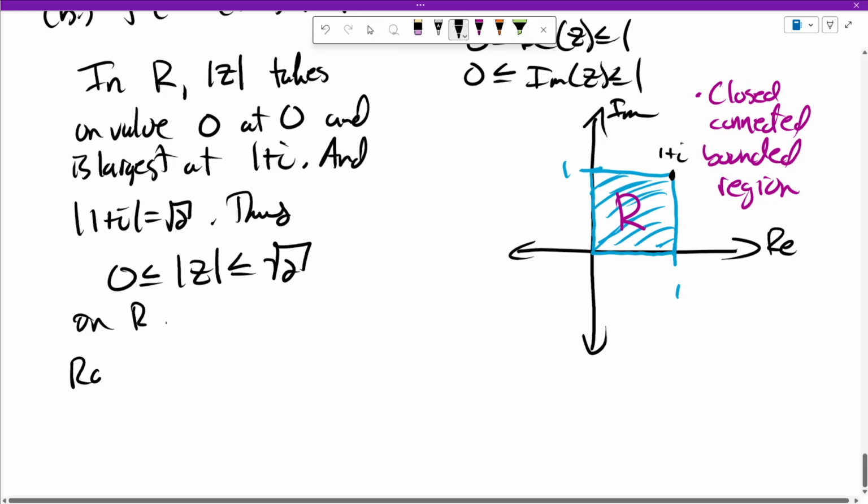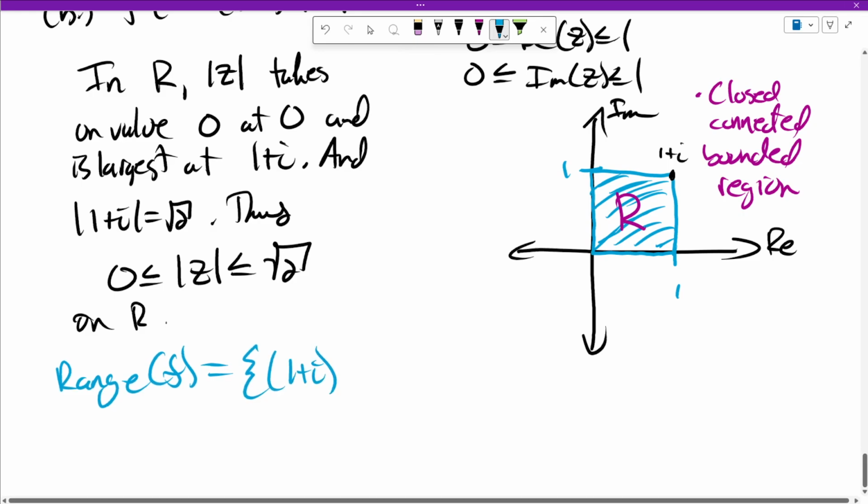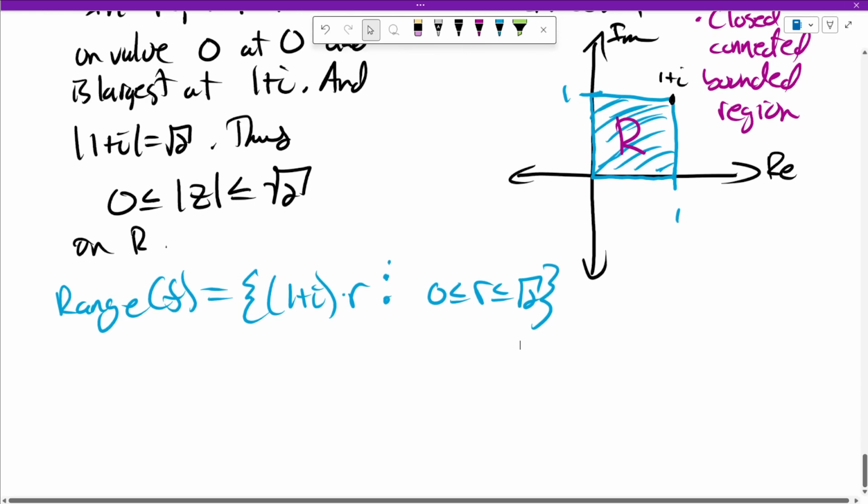The range of our function is going to be the set of all 1 plus i times r, where r has value between 0 and root 2. And that's not part of the problem, but if we were to graph it, what would it look like?